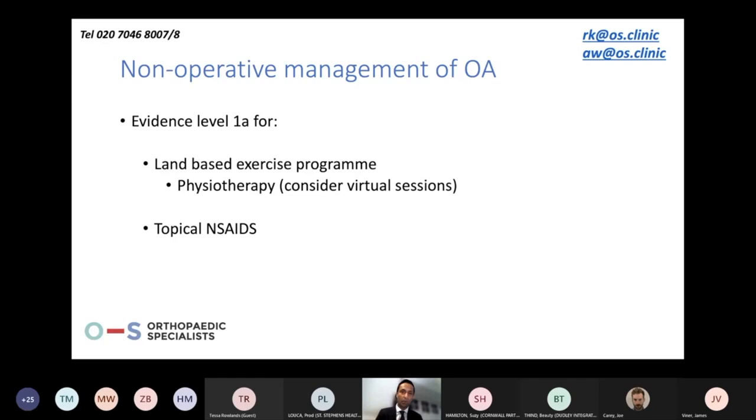So often it's an education for patients to explain to them that this is very effective. Topical non-steroidal anti-inflammatory drugs also have really good evidence for them, and I use them frequently in my patients.